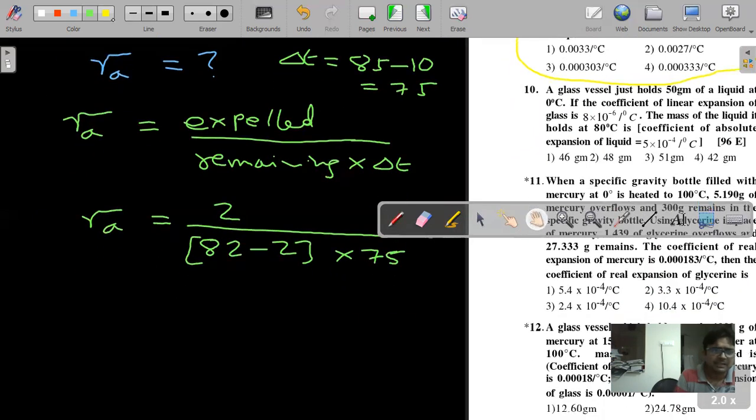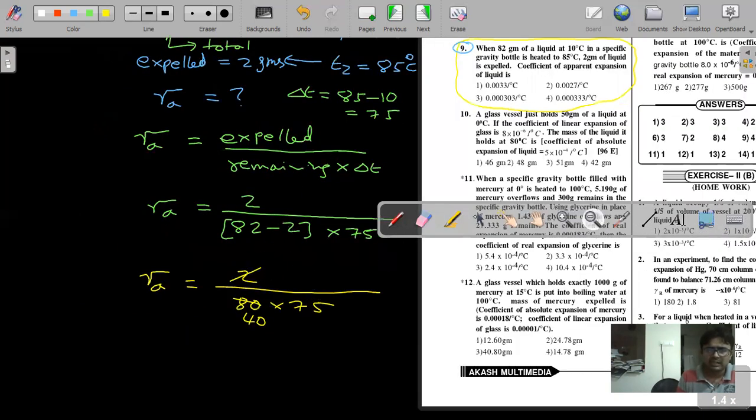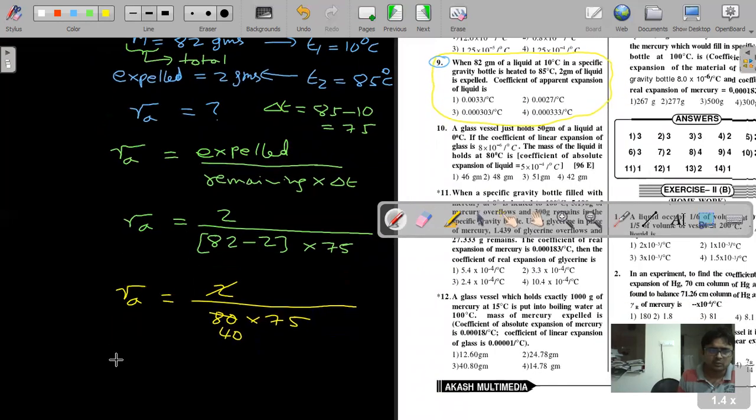So now we have to calculate this part. Can any student help me with calculating this one? The fourth option, sir. So let me check. Gamma is 2 by 82 minus 2, that is 80, into 75. And here this 2, this will become 40. Let us check the calculation now. Here we have 1 by 40 into 75. So any student in the class calculate this one and tell me the answer. One student told me the fourth option.